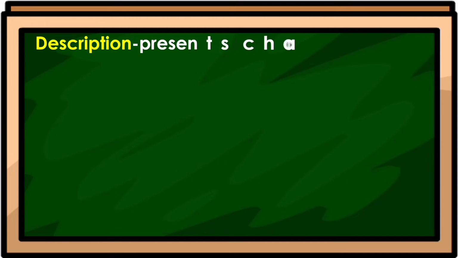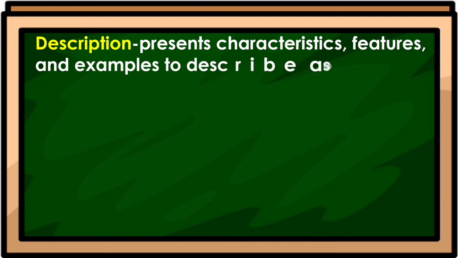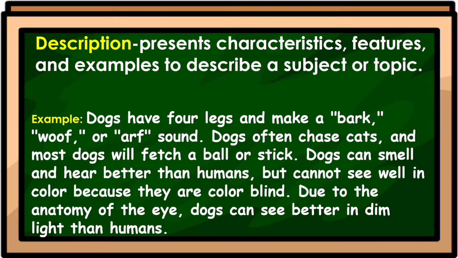So let us discuss the first element of expository text, which is description. What is description? It presents characteristics, features, and examples to describe a subject or topic. In other words, it tells what a person, an animal, a thing, or a place looks like. Okay, for example, let me read to you the paragraph here.